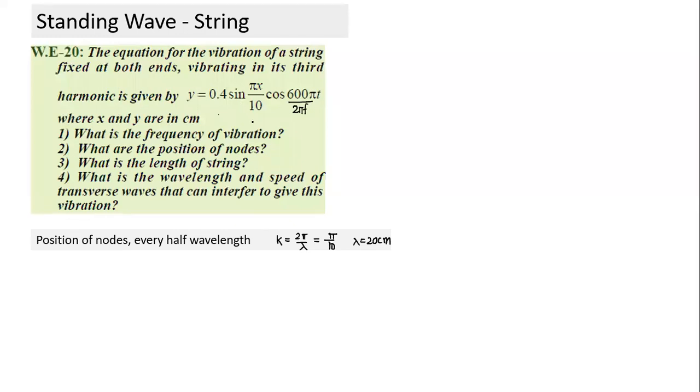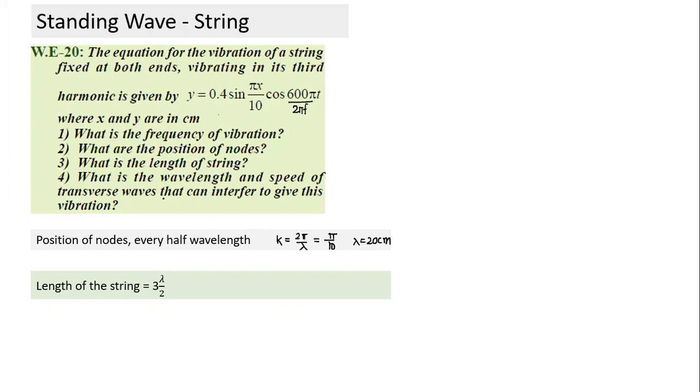So what is the position of the nodes? 0, 20, 40, 60 and so on. We can find out the positions. Now, what is the length of the string? If it is vibrating in the third harmonic, there are 3 half wavelengths. So the length of the string will be 3 into lambda by 2. We can easily find the length of the string also.